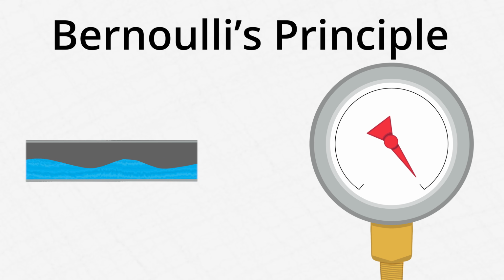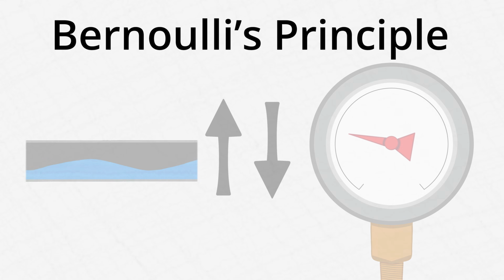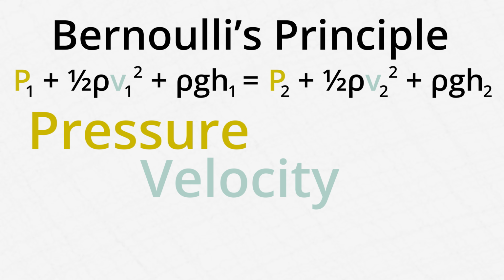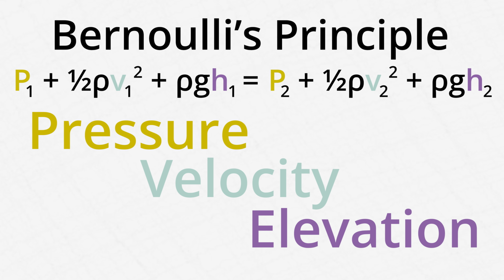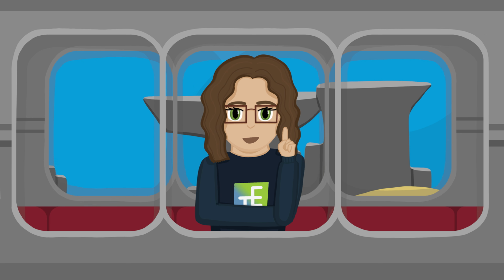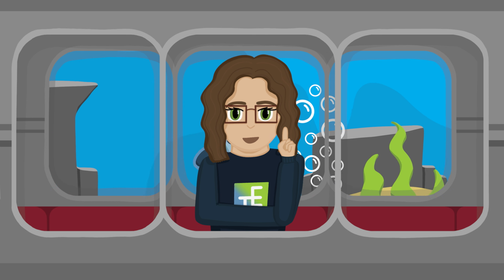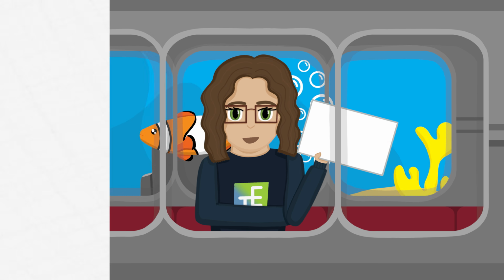To summarize, Bernoulli's principle says that a fluid's pressure and velocity are inversely related, and there's a helpful equation that relates the pressures, velocities, and elevations of a fluid that is moving at 2 points. Wow, we went through a lot. Let's go back through everything to make sure we've got it down, shall we?